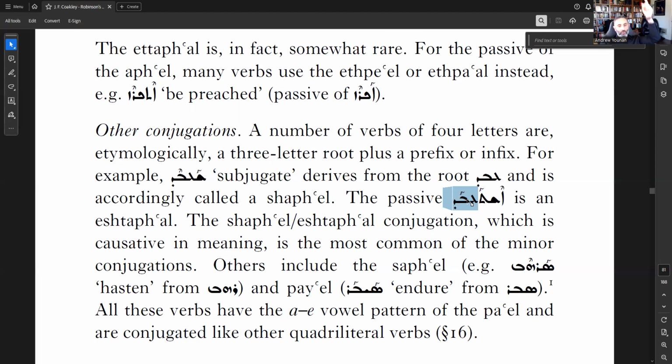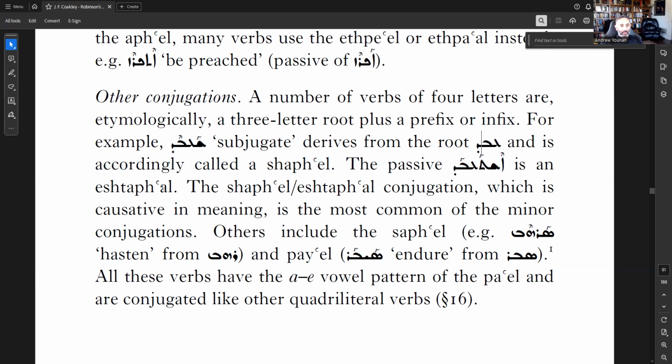And you're going to scroll and scroll and scroll or page over. You're going to say awad, awid, a'awid. And then towards the very end, you'll find an entry for sha'awid. And then under that, you'll find an entry for ishta'awad. And that'll tell you what that word means under the entry for awad. So it's called an ishta'al conjugation. The shap'al ishta'al conjugation, which is causative in meaning, is the most common of the minor conjugations.